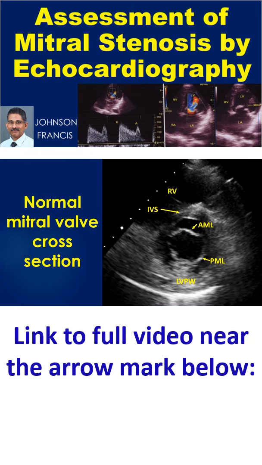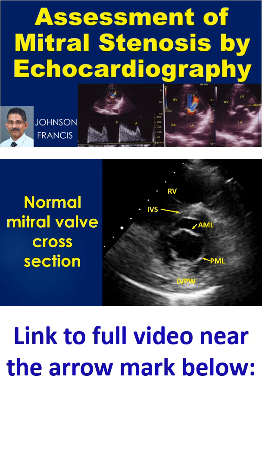Normal mitral valve cross section for comparison showing anterior and posterior mitral leaflets widely separated. Scallops of mitral leaflets are also visible more clearly in the posterior leaflet. The leaflets of a normal mitral valve are thin, pliable, non-calcified and open well in diastole with a valve area of 4 to 6 square centimeter.